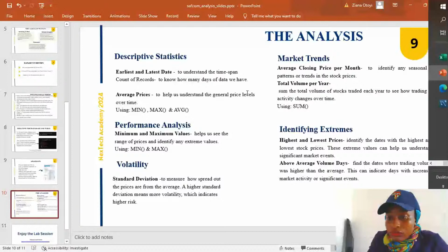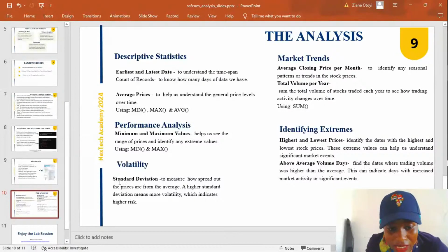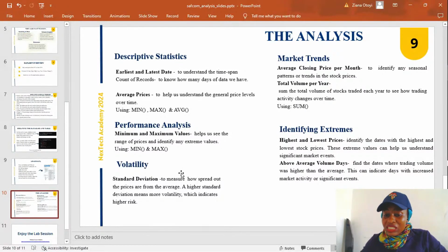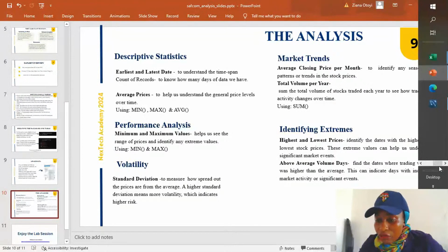Something else we were to look at is volatility, which we did by looking at the standard deviation. We looked at how the opening, closing, low and high prices, and also the volume deviated from the average. And then also we identified the extremes by looking at the highest and lowest prices, and also looking at the above average volume days.